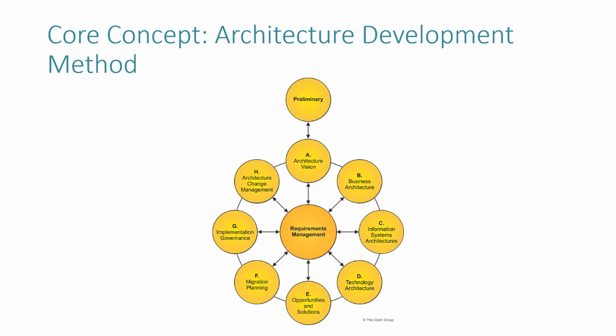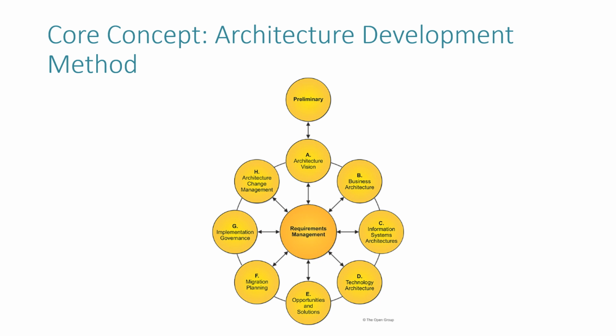Phase C, information system architecture, builds the IT or IS architecture to support the agreed architecture vision. Phase D, technology architecture, describes the development of technology architecture to support the agreed architecture vision. Phase E is opportunities and solutions, and it conducts the initial implementation planning and identifies the deliverables for the architecture defined in previous phases.